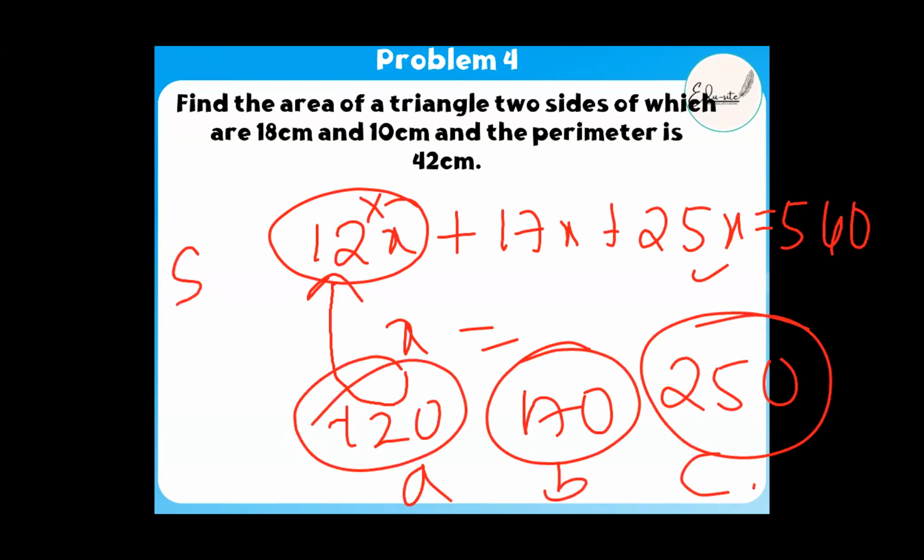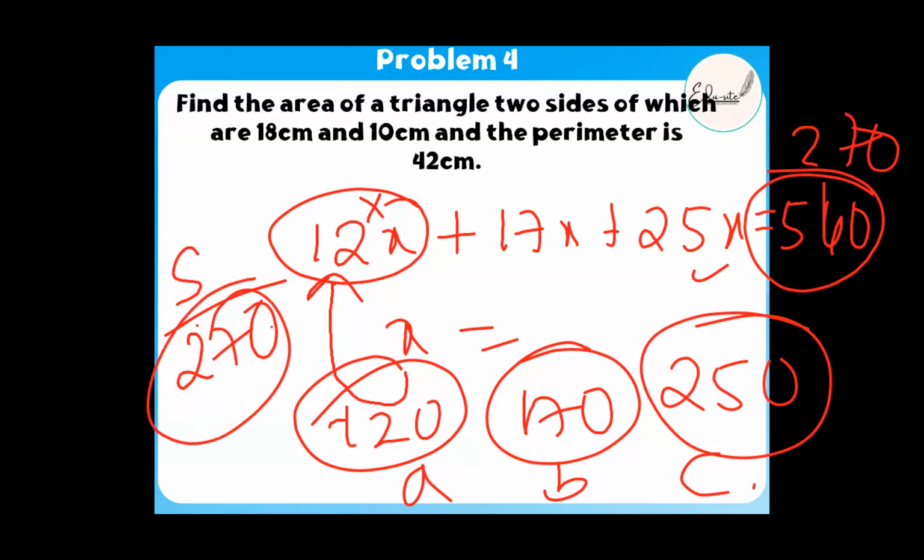We quickly find s. s is equal to 540 divided by 2, which is 270. And then you're going to apply all of this in Heron's formula. And this is what it is.